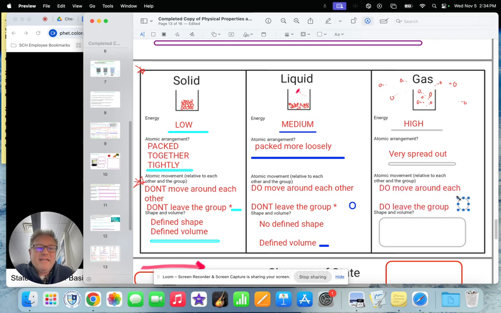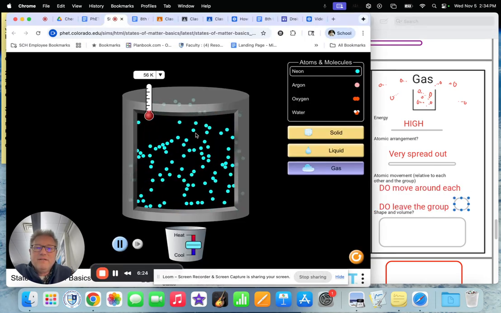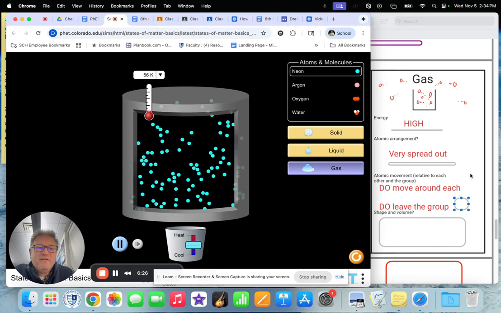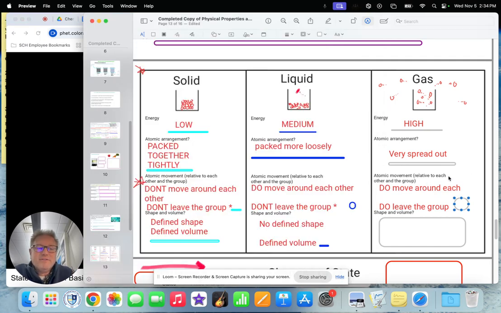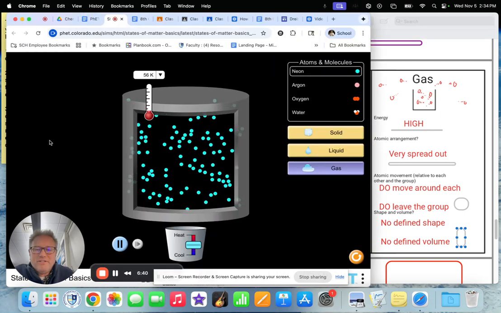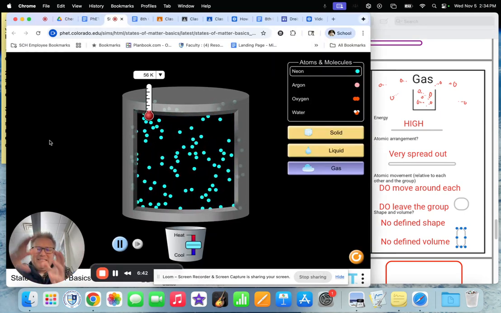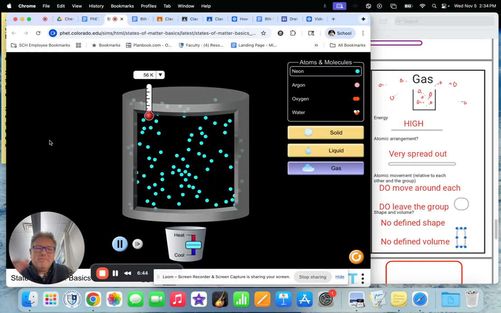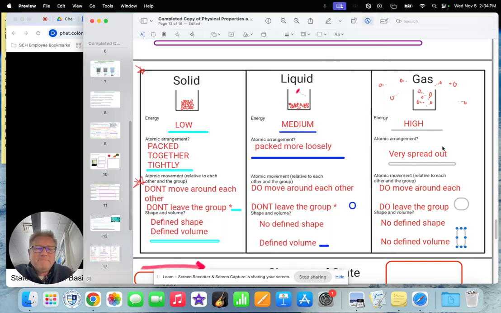And because of that, they do move around each other and they do leave the group. Look at that. They are leaving the group. They're just flying all around. That's the particles of a gas, high energy, moving all around. Because of that, there is no defined shape and there is no defined volume. They take sort of the shape of their container, and even the volume is hard to measure. It's hard to figure out how much space that gas is taking up. Well, it can be compressible, and we can see that in there.